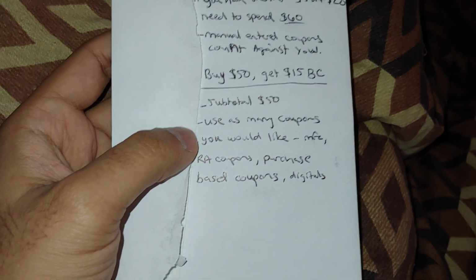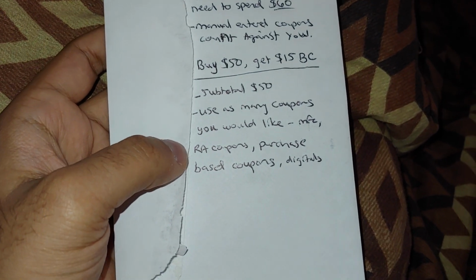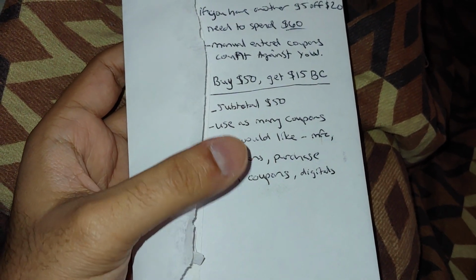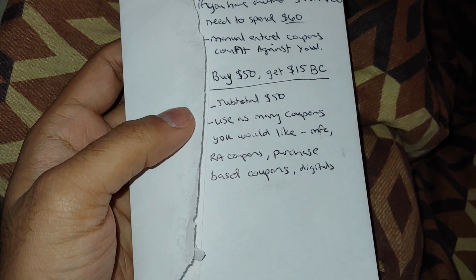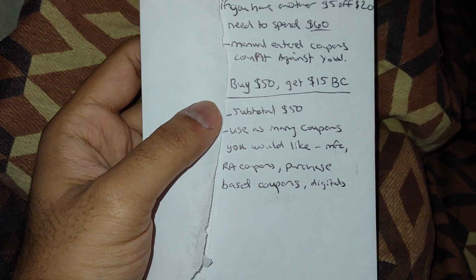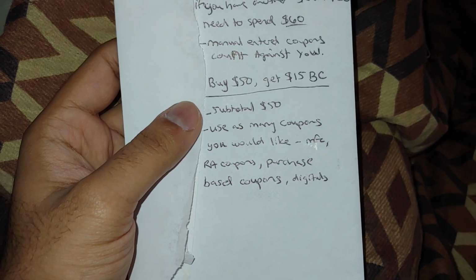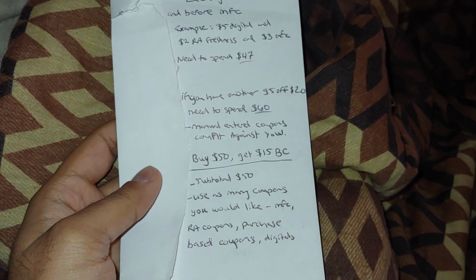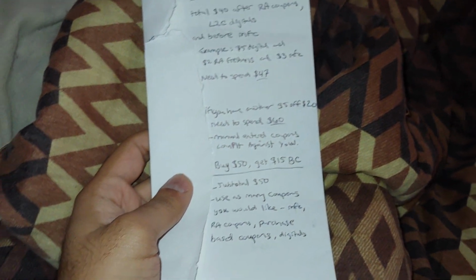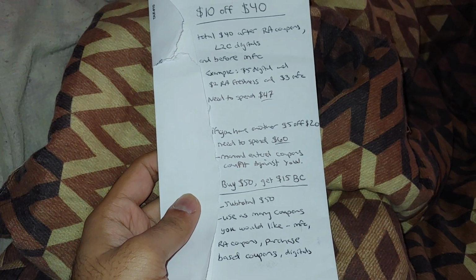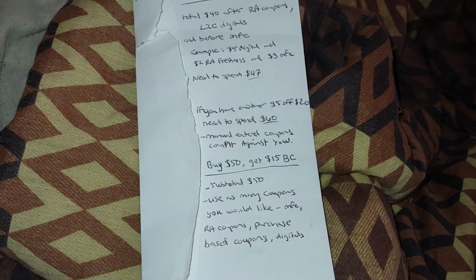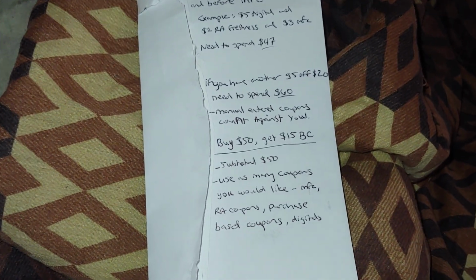Then you can use as many coupons as you like. You can use your manufacturer coupons, your Rite Aid coupons, your purchase-based coupons, your digitals. All those coupons you can lower your out-of-pocket with, and you will still earn your $15 in bonus cash. And I did do these deals multiple times on my page. I did multiple videos, and I did show proof that whatever I'm writing here is what is applying to my videos as well.